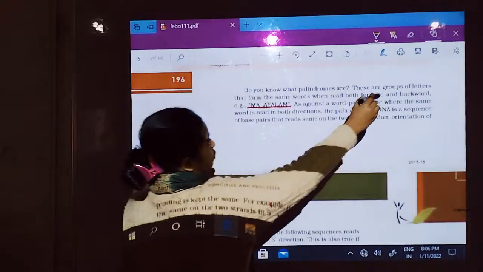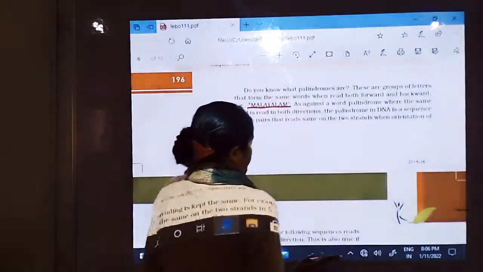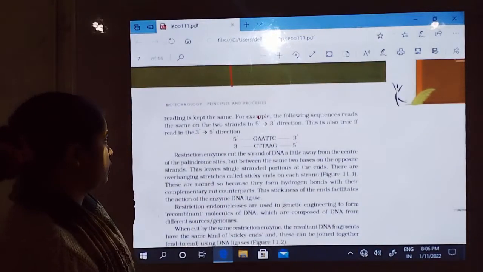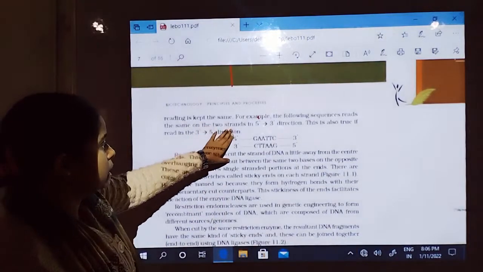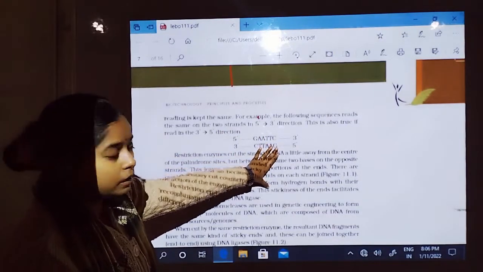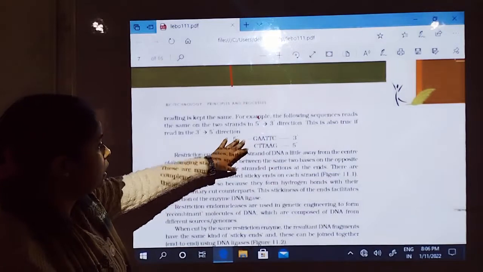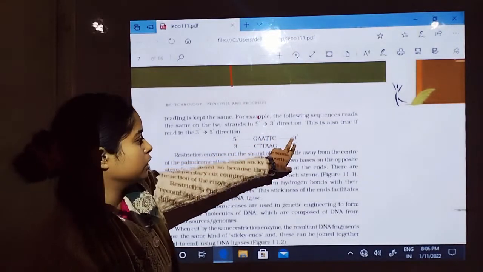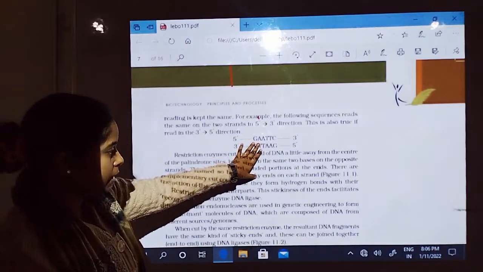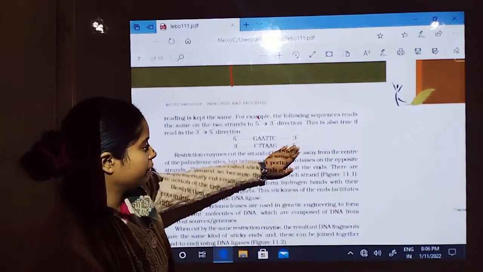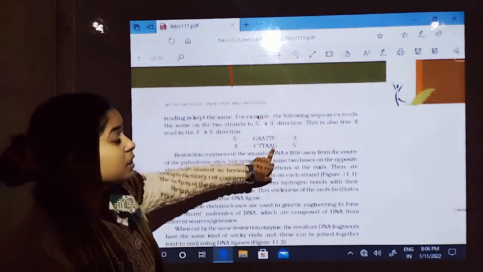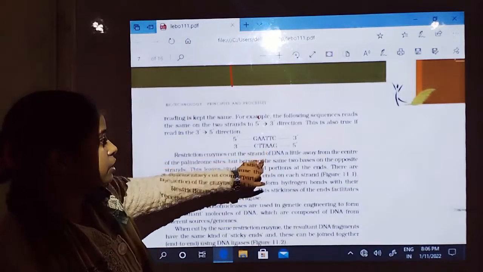of two different types of genetic material. Now the reading is kept the same. For example, GAATTC, here again given GAATTC. When we read from 5' to 3', a similar sequence is shown by the DNA, and when we read the second strand from 5' to 3', it again shows the same sequence GAATTC.